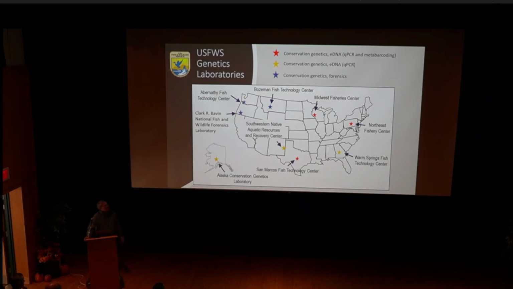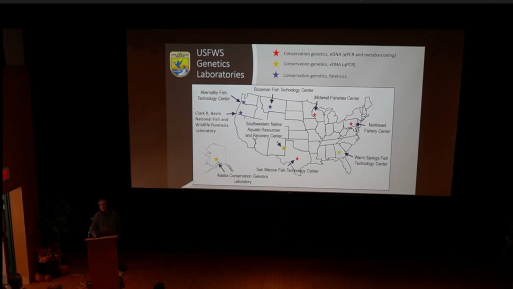There are 3 other labs that are doing qPCR work for eDNA right now: Warm Springs in Georgia, our Southwest Aquatic Resource and Recovery Center, and a lab up in Wisconsin. The other 3 labs are doing either conservation genetics or, in the case of the lab in Oregon, that's our U.S. Forensics lab, which is a really unique case. They are part of the law enforcement division within the Fish and Wildlife Service, so that's a really cool place to be. If you don't know about it, you can check them out online. They do really fascinating work in wildlife forensics.